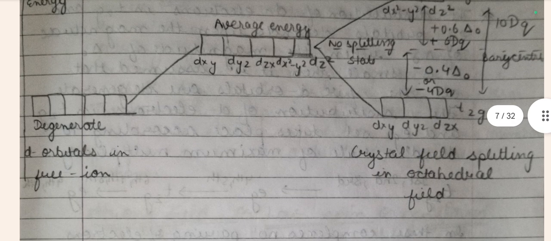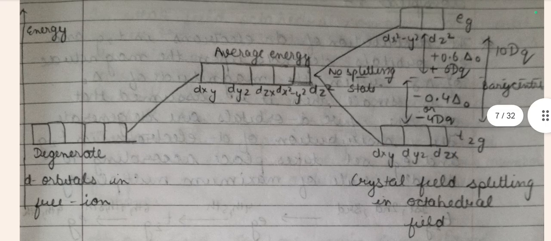Firstly, the degenerate d orbitals in the free ion, and then the average energy, and then splitting takes place. The crystal field splitting in an octahedral field gives T2g, having orbitals dxy, dyz and dzx, and Eg, having orbitals dx² minus y² and dz², and the energy gap is 10 Dq.